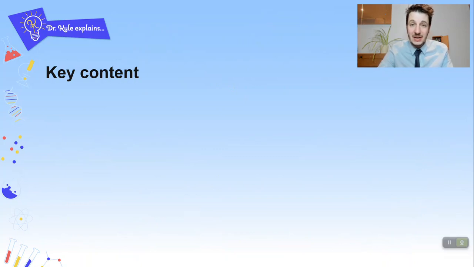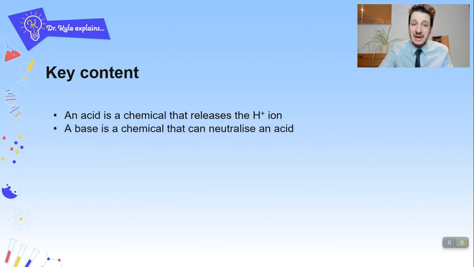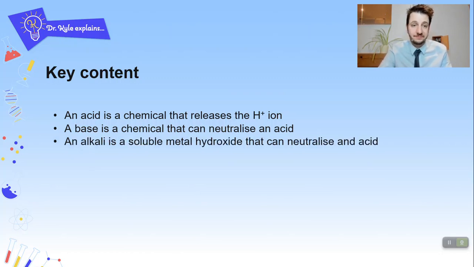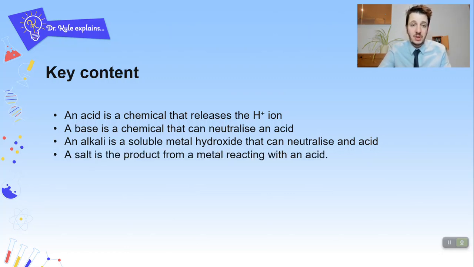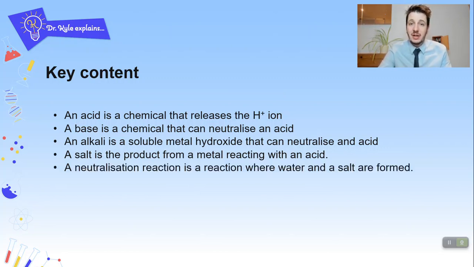Okay, so some key terminology in this topic. An acid is a chemical that releases the H plus ion. A base is a chemical that can neutralize an acid, and when you neutralize an acid, you're forming water. An alkali is a soluble metal hydroxide that can neutralize an acid. So really quickly, the difference between a base and an alkali is essentially that bases are generally insoluble and alkalis are often soluble. A salt is the product from a metal reacting with an acid. A neutralization reaction occurs where water and salt are formed.